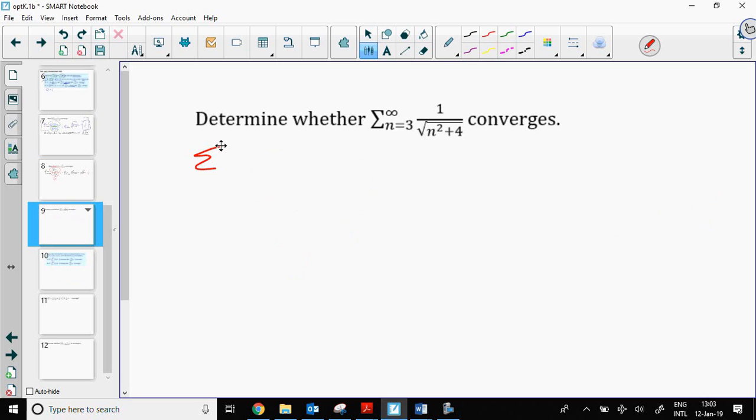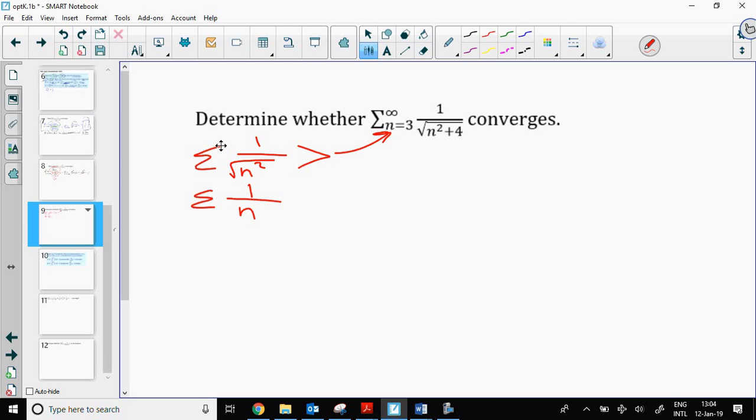I'm going to try a comparison, in this case with the square root of n squared. Now n squared is less than n squared plus 4. So my denominator is smaller, which means that the whole fraction is greater than this one over here. Unfortunately, that can be simplified to 1 over n. And that p-series is going to diverge. So I have a larger series that is divergent. So the comparison test doesn't work.